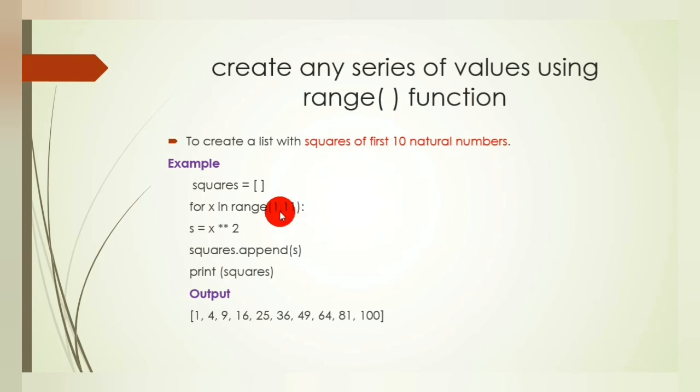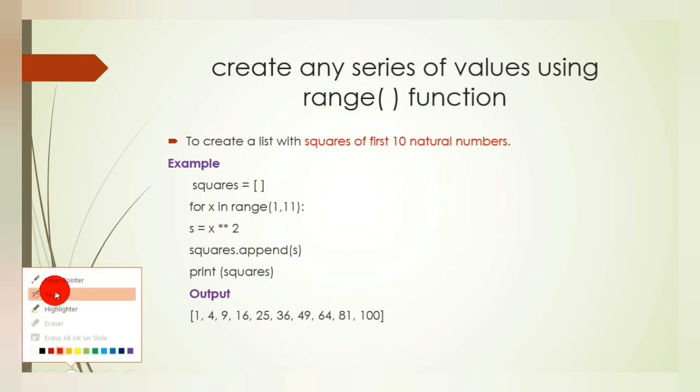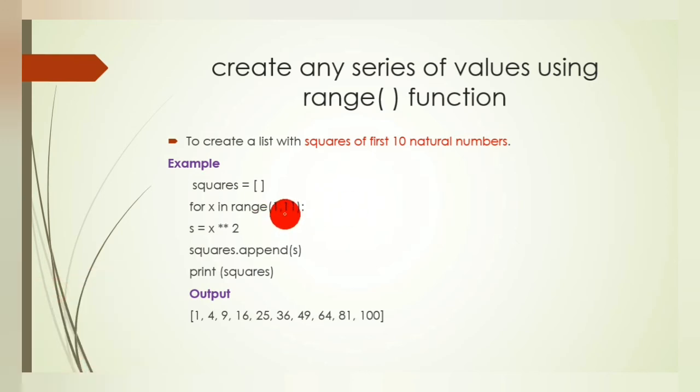If you are giving 11, where does it stop? It stops at the upper limit minus 1, that is, it stops at 10, 11 minus 1. So the first time it takes the initial value, which is 1. 1 square. What is the output for 1 square? 1 into 1. We get the output as 1.